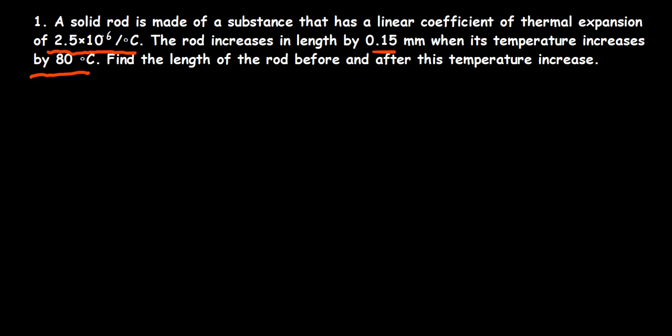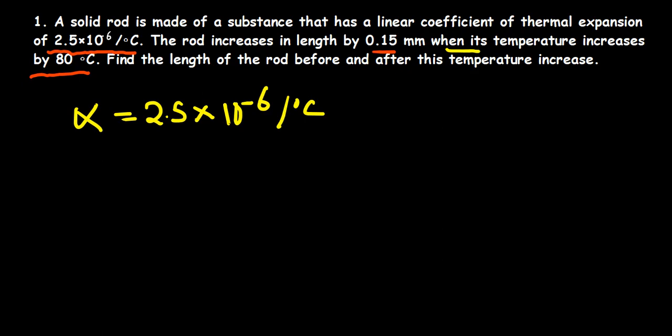We have been given first of all the expansion coefficient, which is 2.5 multiplied by 10 to the power minus 6 per degrees Celsius. What else have we been given? When its temperature increases by 80 degrees Celsius, it means the change in temperature is just 80 degrees Celsius.